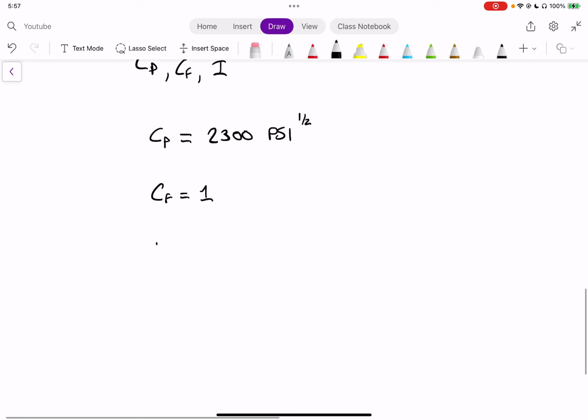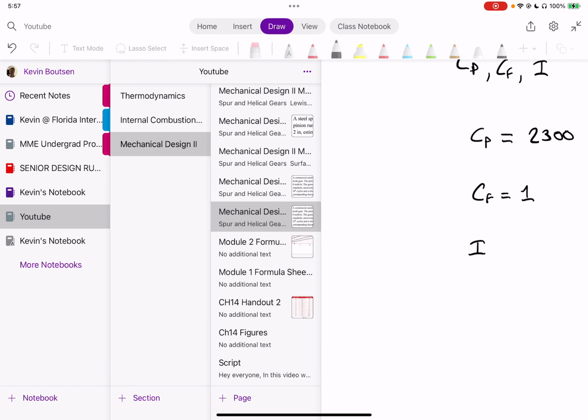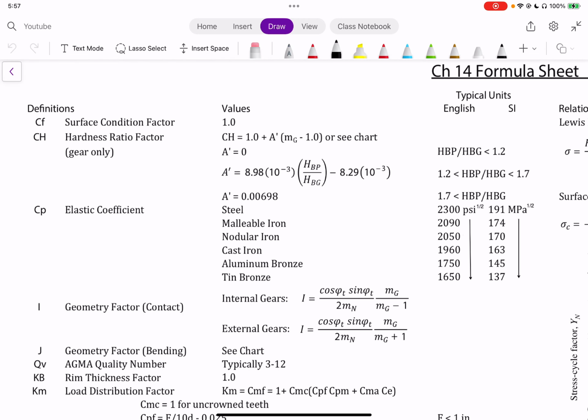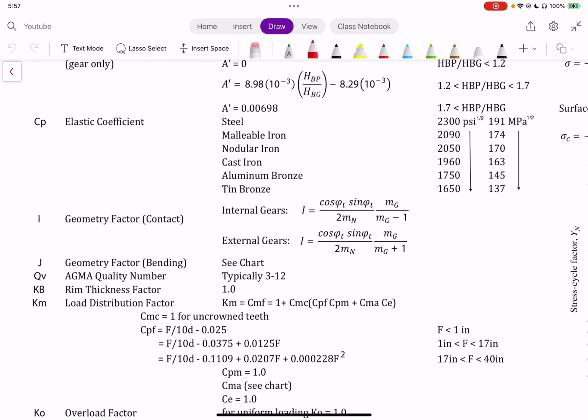The last one is I, which is our geometry factor for pitting resistance. And for I, we're also going to go to our formula sheet and look at the different factors that we need to take into account for this. So going back to our formula sheet, we can go to our geometry factor for contact. You can see that it tells us that it's a contact geometry factor. So we're given two different equations, an equation for internal gears and an equation for external gears. So one thing you would think is, do we have internal gears? Do we have external gears? And what does that mean?